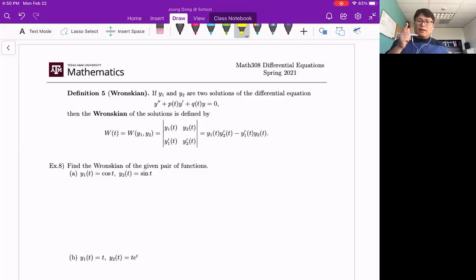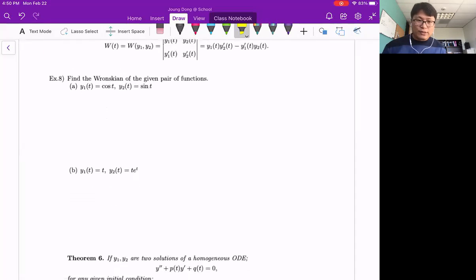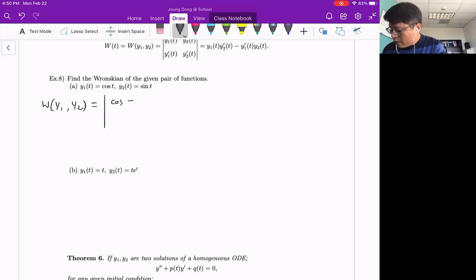And let me give you one example of how we can calculate the Wronskian. It's just practice. Here we go. If y1 is cosine t and y2 is sine t, then the Wronskian of y1, y2 is equal to the determinant of y1 and y1 prime and y2 and y2 prime. And the determinant can be calculated how? AD minus BC. Do you remember? I say A, B, C, D.